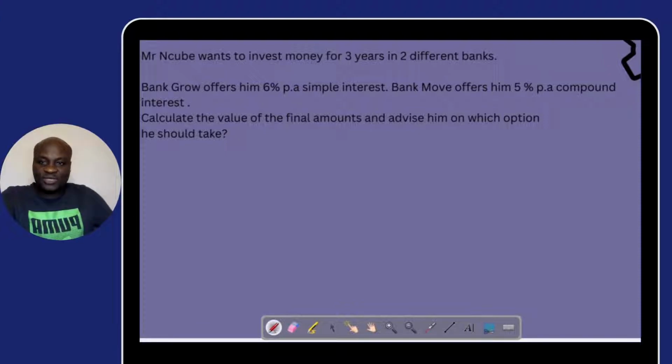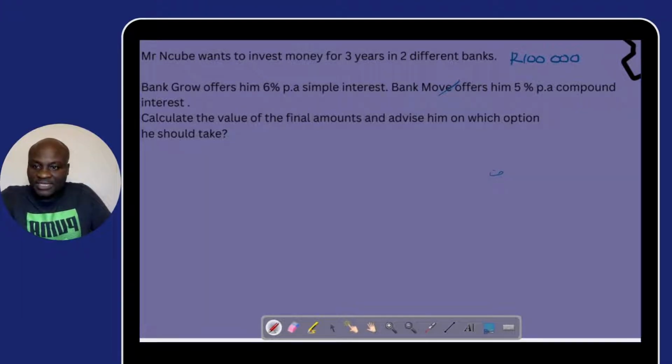Mr. Ncube wants to invest for 3 years in a bank, but he decides to do it in different banks. Let us assume that he wants to invest 100,000. So Bank Grow offers him 6% simple interest. Bank Move offers him 5% per annum compound interest. Calculate the total value of the final amounts and advise him on which option he should take.